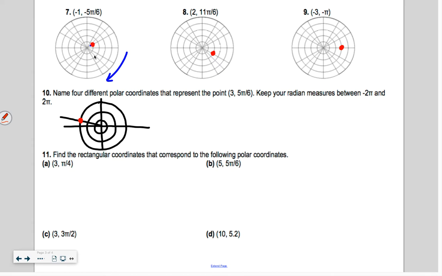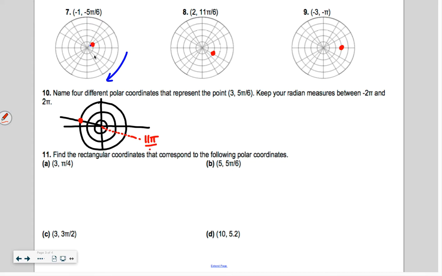So are there different ways to represent this? I don't know. What's one way? You can make what negative? The r. Okay, so if r was negative, then we would have to talk about the line that's over here, right? And what angle is this line that's over here?